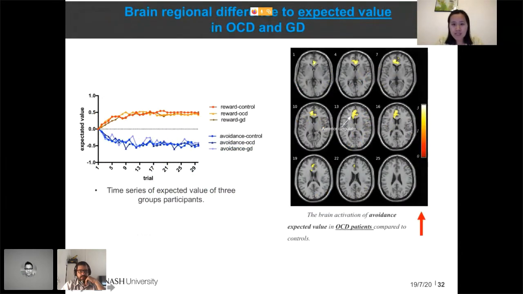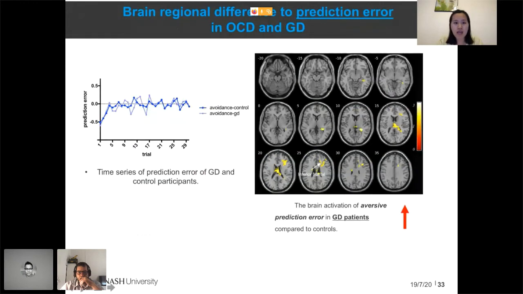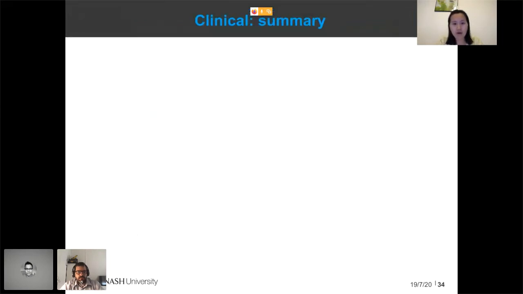And for the expected value, the OCD patients showed increased avoidance expected value at the anterior cingulate compared to healthy controls. While for the gambling disorder, the patients showed increased activation at the inferior frontal for the aversive prediction error signal.